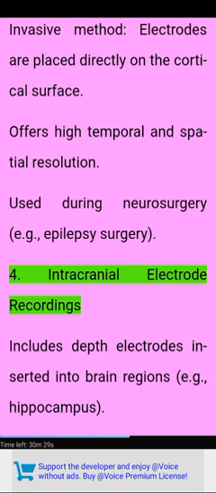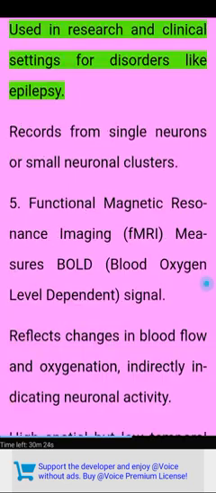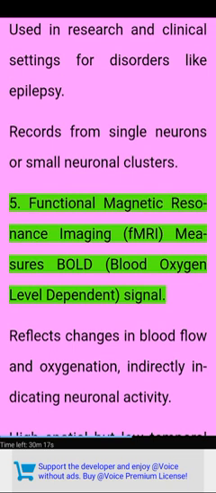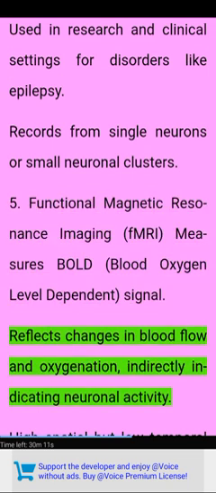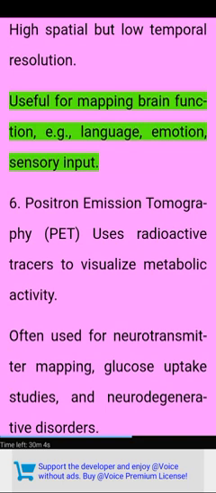4. Intracranial electrode recordings. Includes depth electrodes inserted into brain regions, e.g., hippocampus. Used in research and clinical settings for disorders like epilepsy. Records from single neurons or small neuronal clusters. 5. Functional magnetic resonance imaging, fMRI, measures the blood oxygen level dependent signal. Reflects changes in blood flow and oxygenation, indirectly indicating neuronal activity. High spatial but low temporal resolution. Useful for mapping brain function, e.g., language, emotion, sensory input.